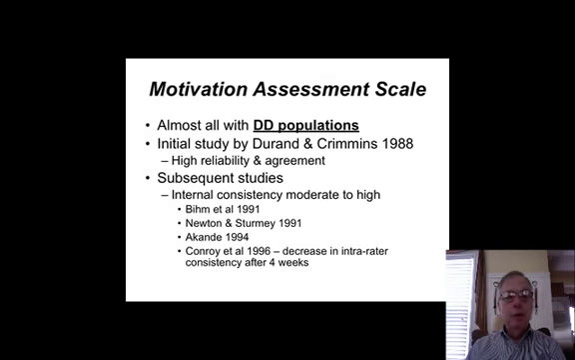Now, the Motivational Assessment Scale, as you read, is done almost all with developmentally disabled individuals. The initial Durand and Crimmins study reported high reliability and high agreement. There were a few subsequent studies published in the early to mid-90s that all reported internal consistency of a moderate to high rate.